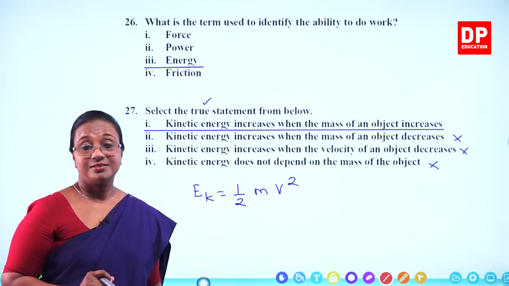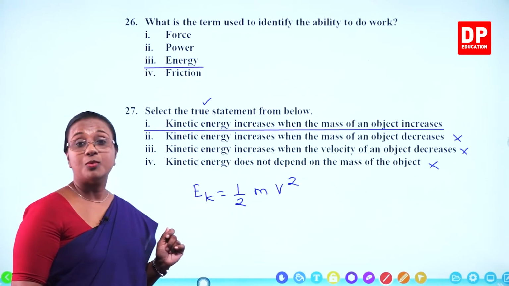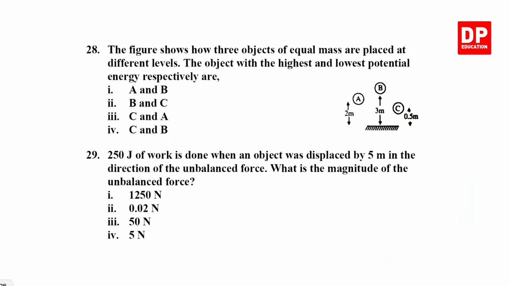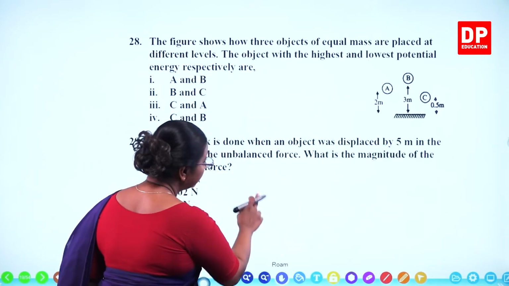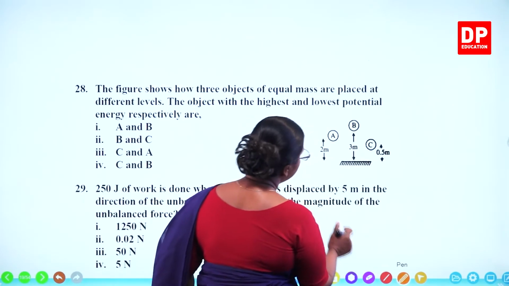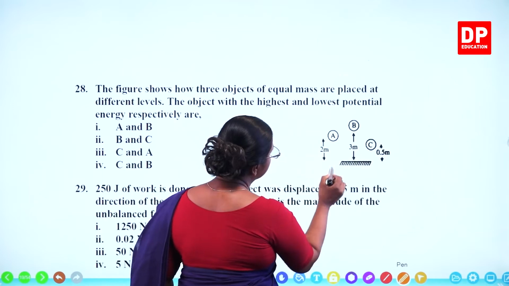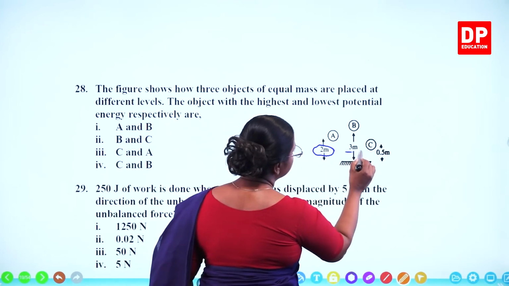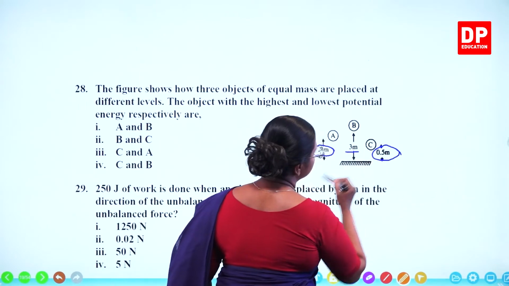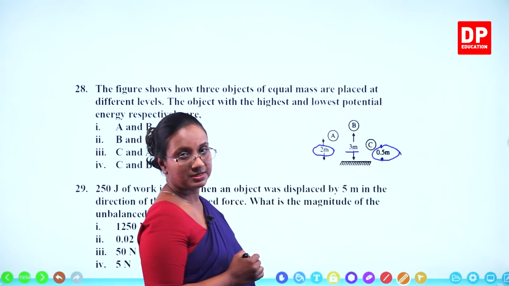Is that okay, students? So then I'll move on to the next question. 28. The figure shows how three objects of equal mass are placed at different levels. The objects with the highest and lowest potential energy respectively are. So let's look at the figure. Here you can see objects A, B and C. A, the distance is 2 meters, then 3 meters, and this is the shortest, 2.5 meters.